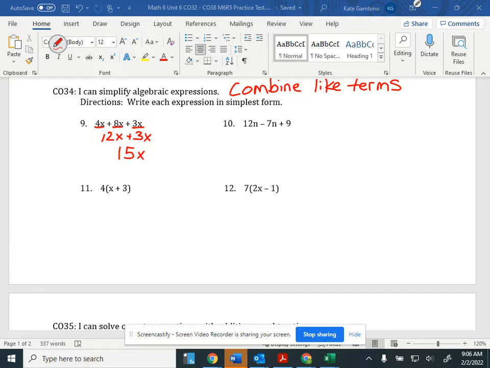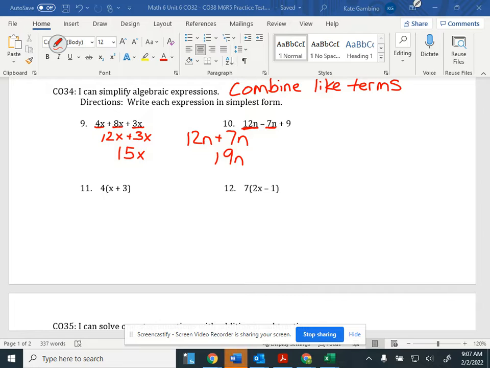So for number 10, what are my like terms? Anthony? 12n and 7n. I had some people that said, oh, I'm combining the like terms, 12 and 7, 19n. Why would it not be 19n? Justin? Because the 9 does not have a variable next to it like 12 and 7 do. No, if I'm combining 12n and 7n, some people said 12n plus 7n gives you 19n.